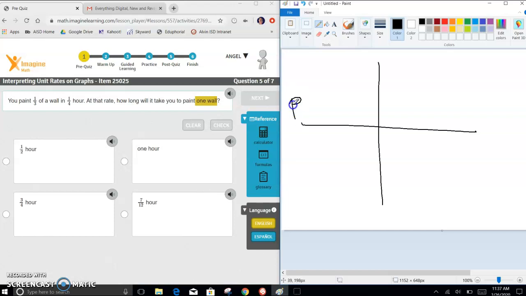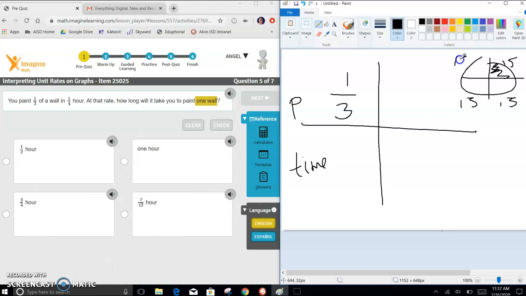This is the paint. This is the time. How much paint do you get done? 1/3. In a quarter of an hour. If I were to take my clock and cut it in fourths, that would be 15 minutes. 15, 15, 15, 15. A quarter of an hour is not 25. So I'm going to put 15 minutes.